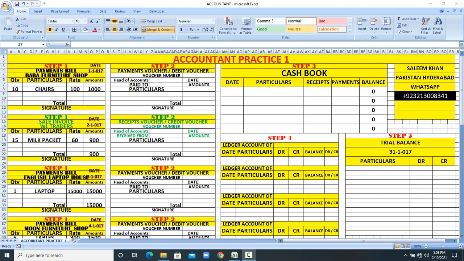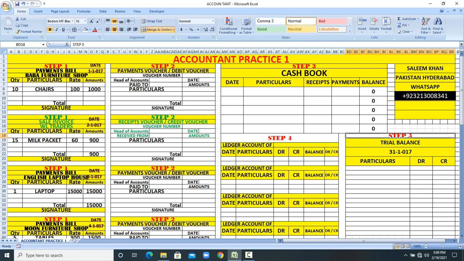Today we have accountant practice 1. Suppose you are an accountant in the firm. You receive payment bills and sale invoices. These are payment bills and payment vouchers. Step 1, step 2, step 3, step 4 and step 5. We work all the steps.